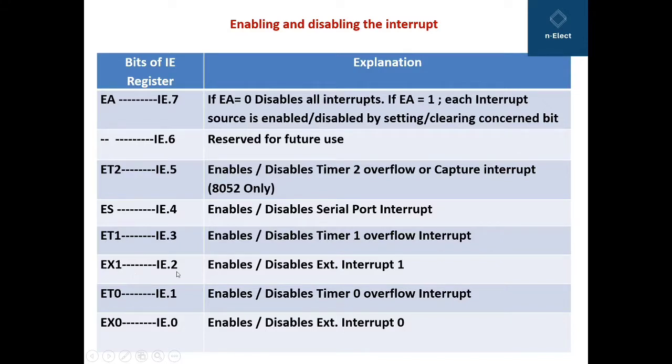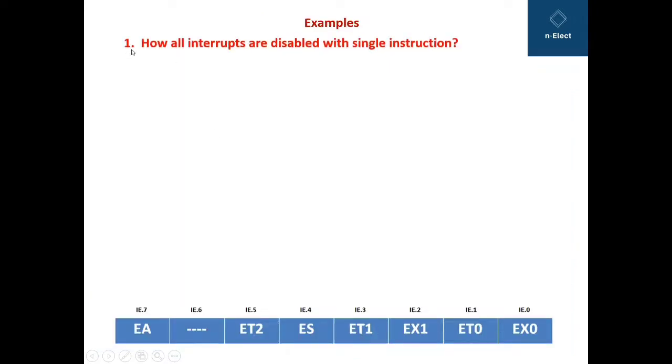EX1, that is IE.2, enables or disables external interrupt 1. ET0, that is IE.1, enables or disables the timer 0 overflow interrupt, and EX0, that is IE.0, that is the 0th bit of the interrupt enable register, enables or disables external interrupt 0. Now we will see some examples which depend on this interrupt enabling and disabling, meaning the instructions related to these interrupts. So the first problem is how all interrupts are disabled with a single instruction.